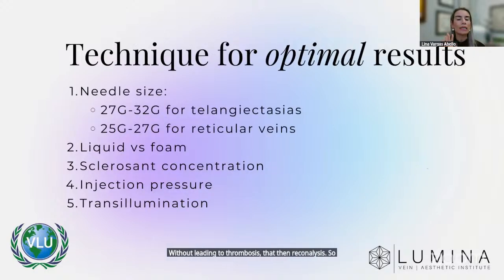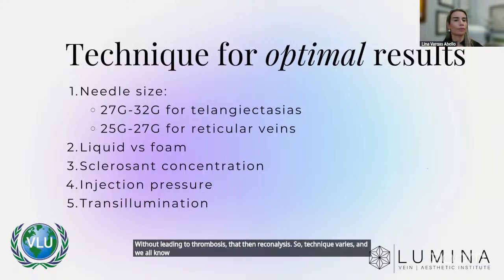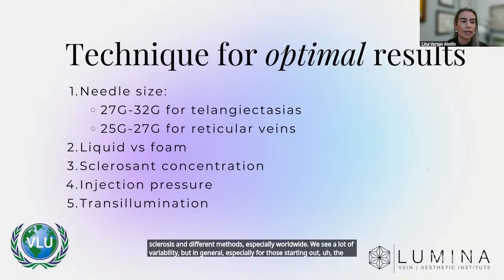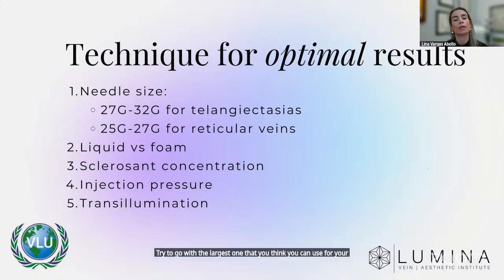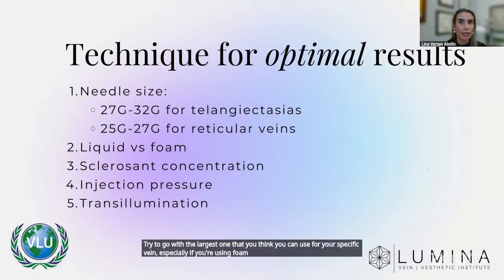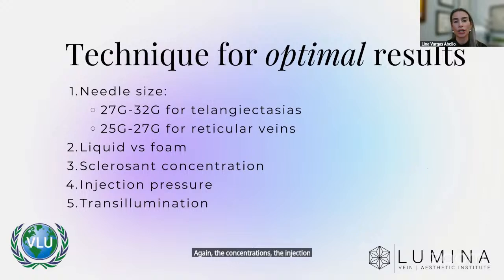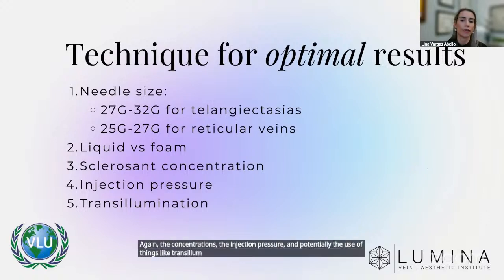So technique varies, and we all have so many different techniques and different sclerosants and different methods, especially worldwide. We see a lot of variability, but in general, especially for those starting out, the needle sizes tend to be 27 to 32 gauge for the telangiectasias and 25 to 27 for the reticular veins. I always say, try to go with the largest one that you think you can use for your specific veins, especially if you're using foam. And then picking between foam and liquid, again, the concentrations, the injection pressure, and potentially the use of things like transillumination that's going to facilitate our treatment.